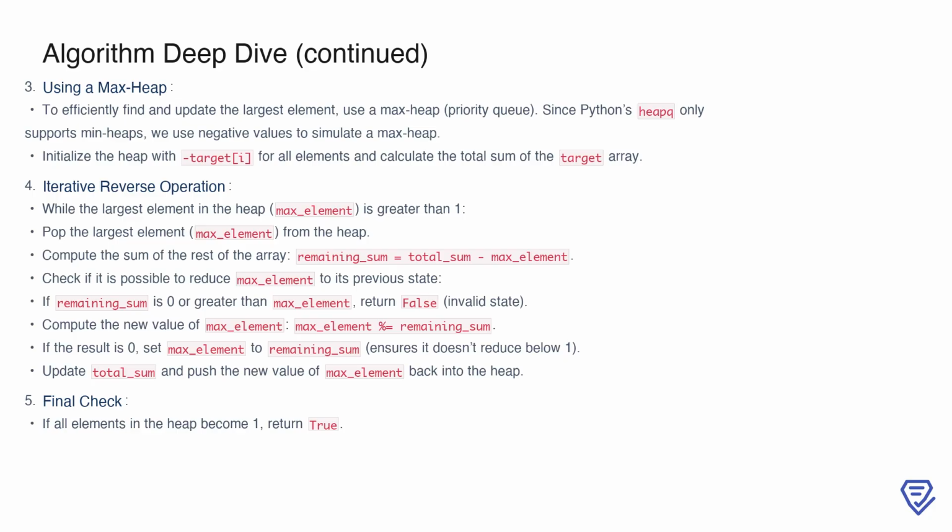If the remaining sum is 0 or larger than the extracted element, we return false as it indicates an invalid state. Otherwise, we calculate the new value of the largest element using the modulo operation. If the result of the modulo operation is 0, we assign the remaining sum to prevent the value from dropping below 1. We then update the total sum and push the new value back into the heap. This process continues until all elements in the heap become 1.